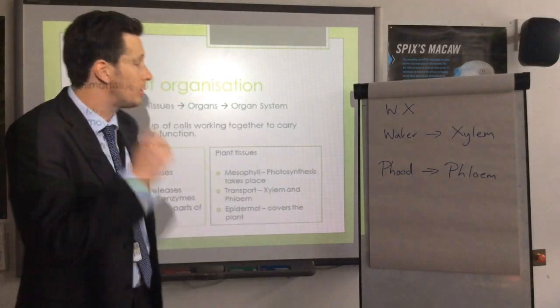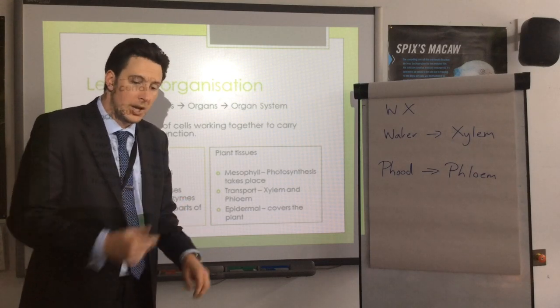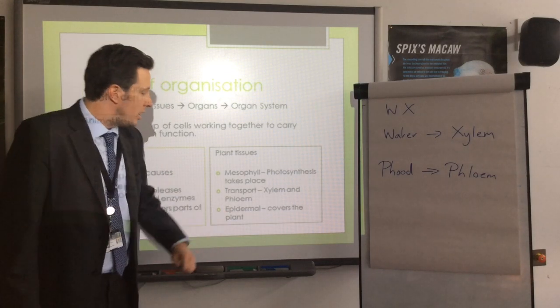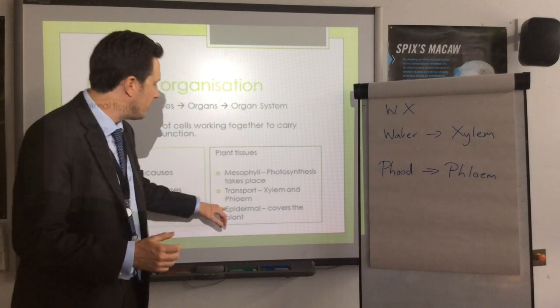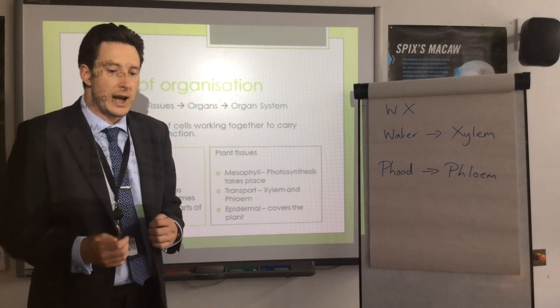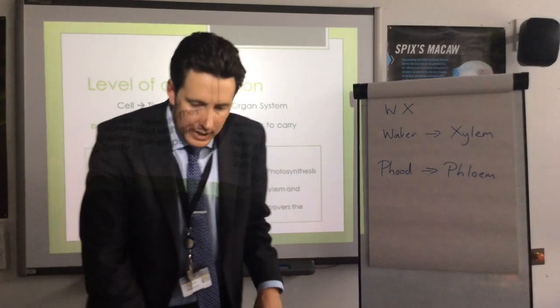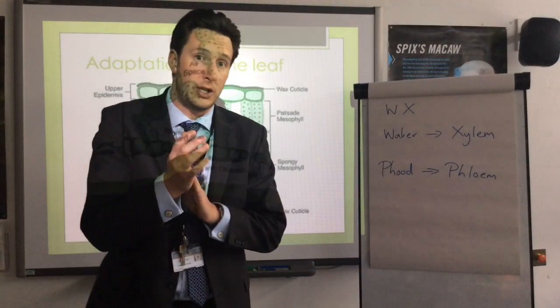That's what we're talking about when we're talking about the food for a plant. And then last of all, you've got the epidermal tissue. That covers the outer layer of the plant. Epidermal, the epidermis, is the outer layer. And we can look specifically at the leaf when looking at these tissues.